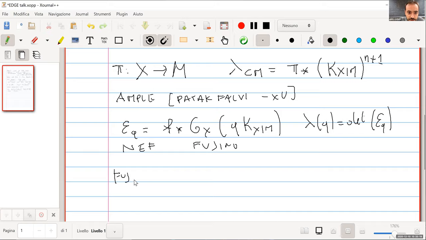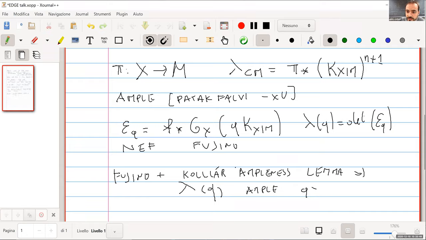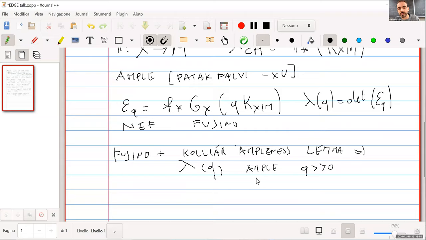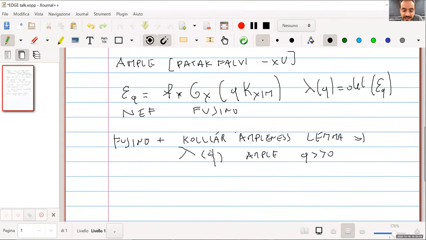We can pair this result of Fujino with the ampleness lemma, and we get that lambda_q is ample, but only for q very big, and this q is not effective. If you go through the proof, it's almost impossible to compute the first q such that this is ample. So for low q, this bundle is just nef. It might be on the boundary of the nef cone, but for q very big, you get to the inside of the nef cone.